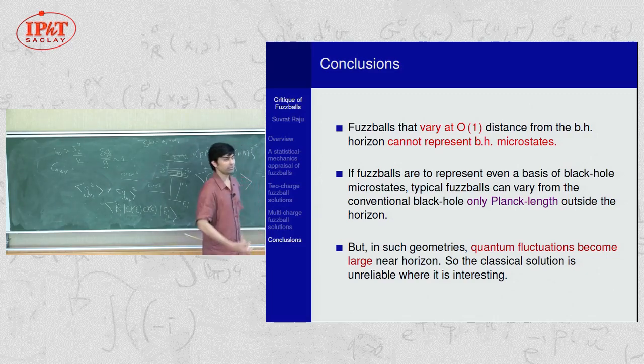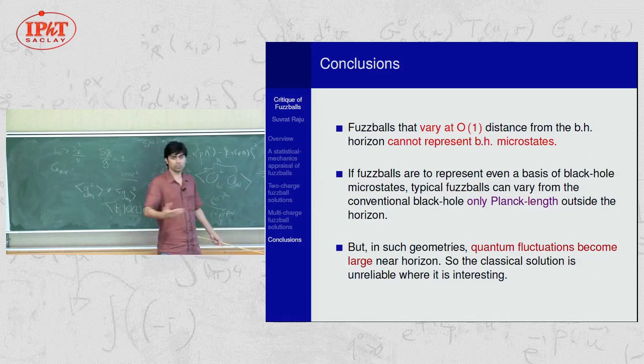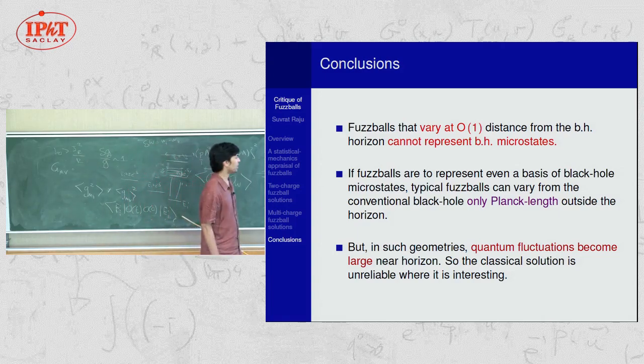At least in one case, where you look at these two-charge solutions, you could see that if you try to write down metrics which had Planckian structures, the metrics became unreliable. Now maybe in that setup there's some other frame you can go to, but in the setup where you have a classical horizon, that solution doesn't have this problem of large quantum fluctuations.